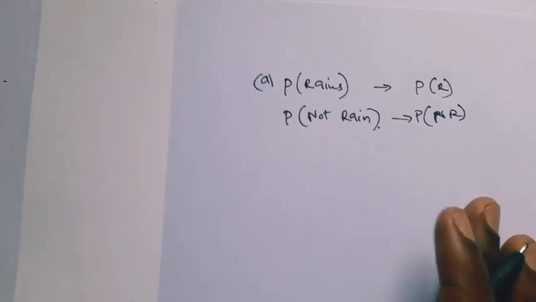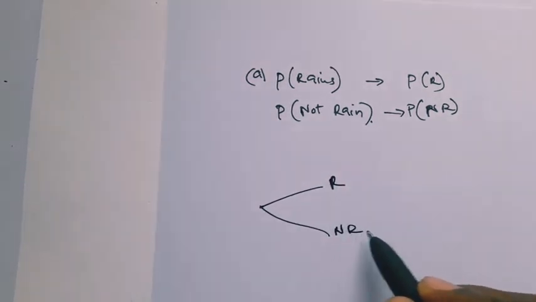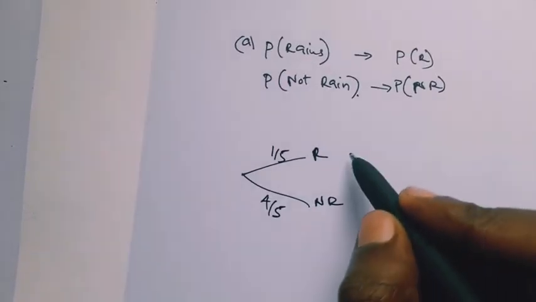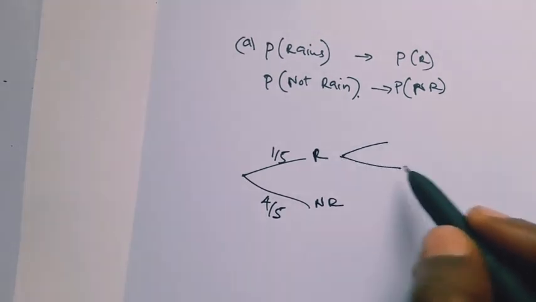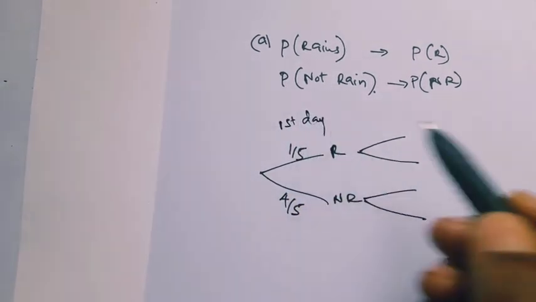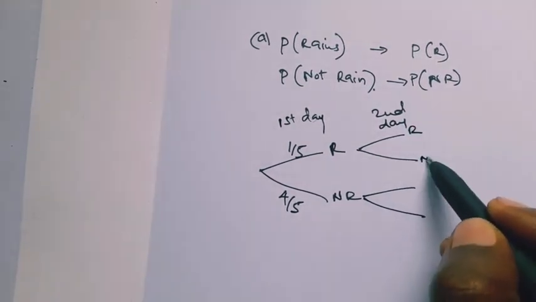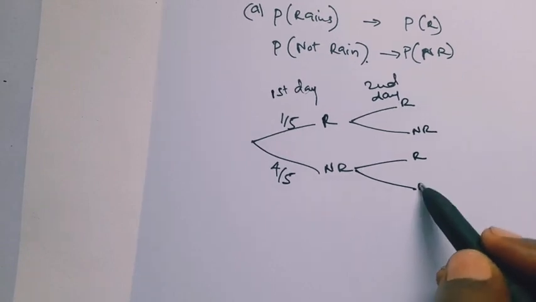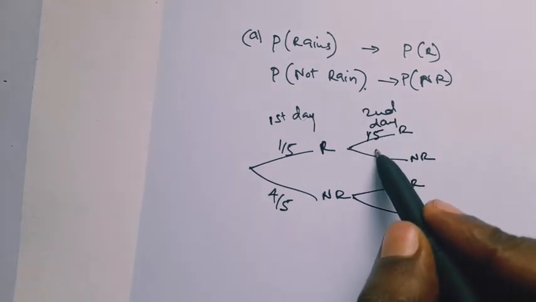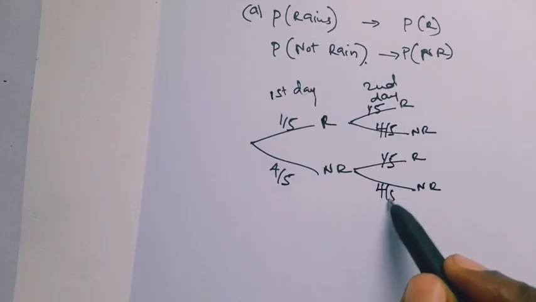So let's draw a tree diagram. The first branch we are going to name as R and NR. Their values are 1/5, so the difference from 1 gives us 4/5. Now the second branch: first of all, this first branch is the first day, and the second branch is the second day. So now we fill in R, NR, R, NR. Now the values are 1/5, and this is 4/5, and this is 1/5, and this one is 4/5.